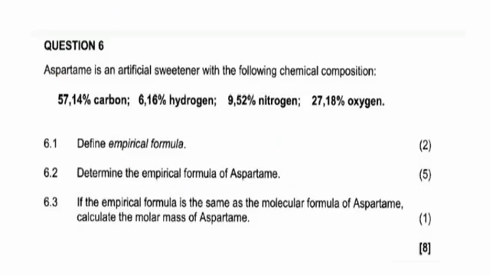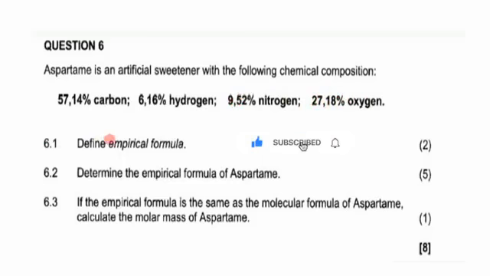Okay, let's move to the second activity. We have question 6. It says aspartame is an artificial sweetener with the following chemical composition. It has 57.14% carbon, 6.16% hydrogen, and 9.52% nitrogen, then 27.18% oxygen.